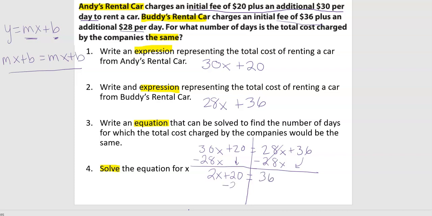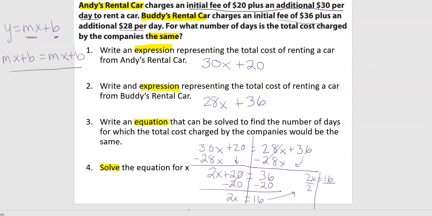Now I can move my constants, my numbers, to the other side, because I want to get x all alone over here, or the x terms, and on the right-hand side I only want numbers, so that's going to be 16. Now I'm running out of room a little bit, so I'm going to move it over here. 2x equals 16. I'm going to go ahead and divide by 2 to get x alone, do the opposite of multiplication, and I'm going to get 8.